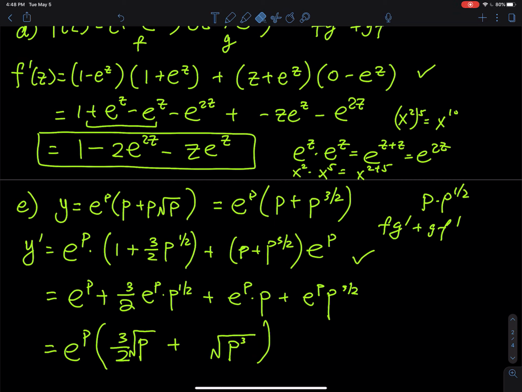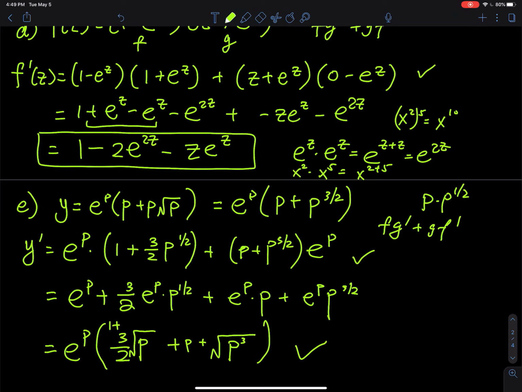We missed something, right? We missed the 1 here, right? We take the e out, we miss a 1 plus. Then we have that, and then we took the e to the p out, and then we plus p, and then we plus the last term, right? So 1 plus 3 square root of p plus p plus p to the 3 halves, which is the square root of p to the third. Okay, so that is the final step of part E.